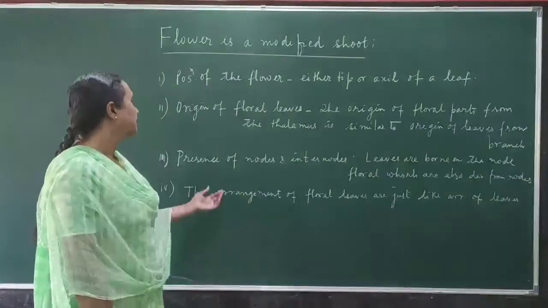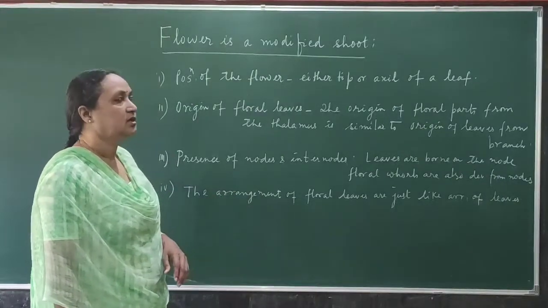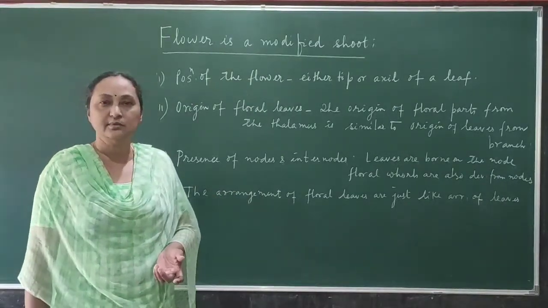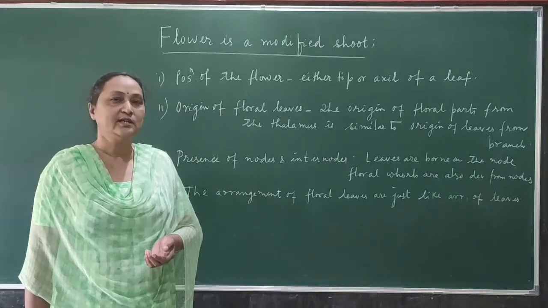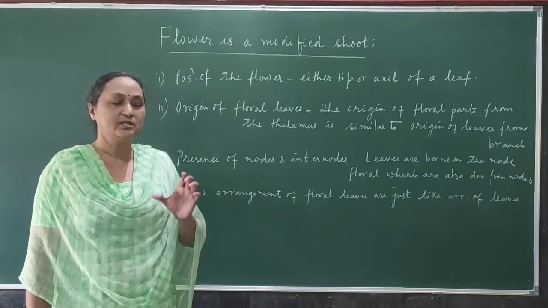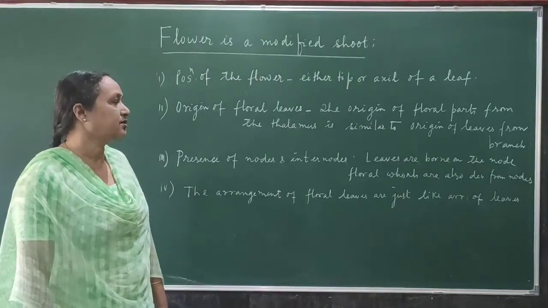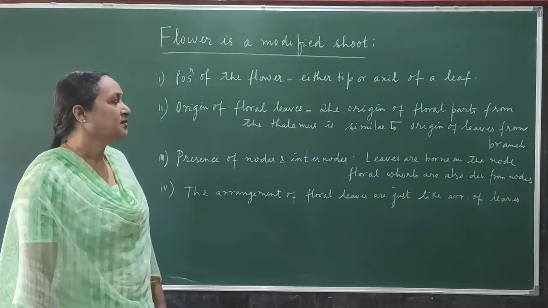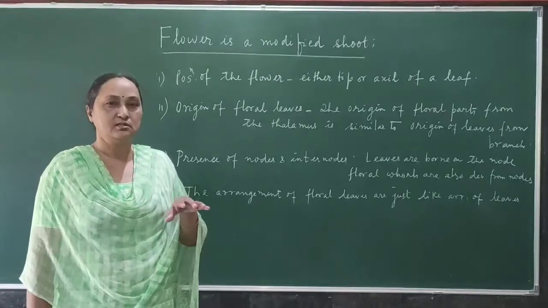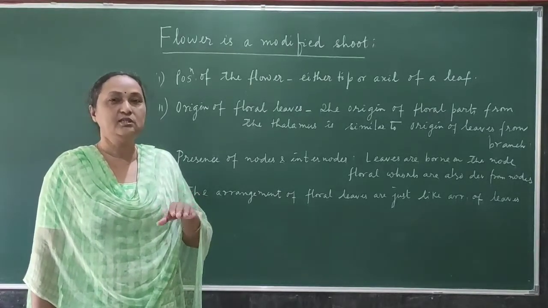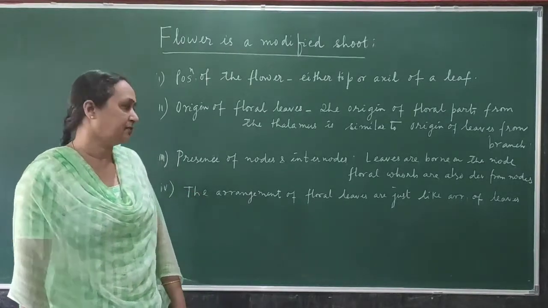Then presence of nodes and internodes. On the stem, nodes and internodes are present. I told you, leaves develop from nodes and the space in between two nodes is called the internode. Similarly, on the thalamus also you can find the floral whorls. They are developing from different positions, and these different positions are actually nodes on the thalamus.